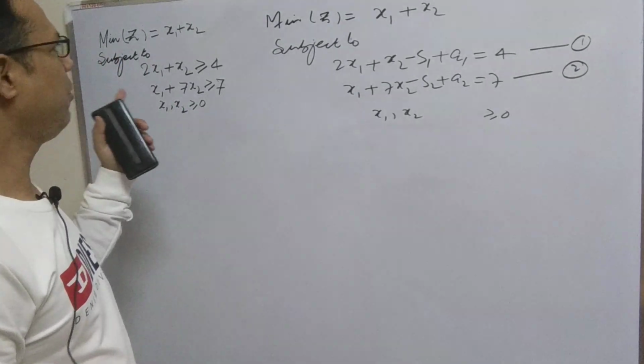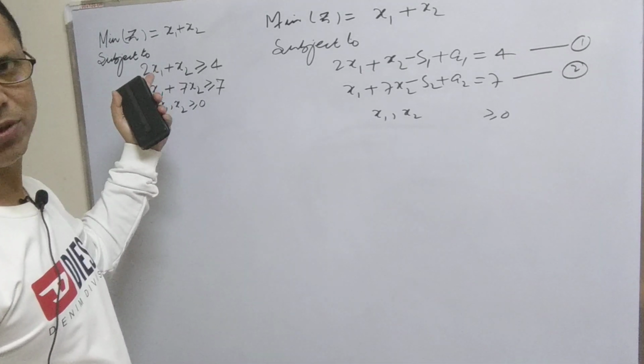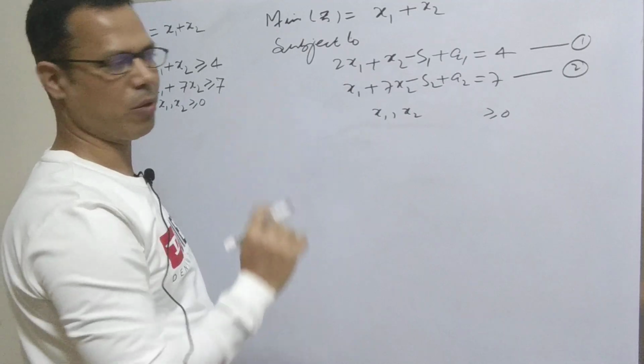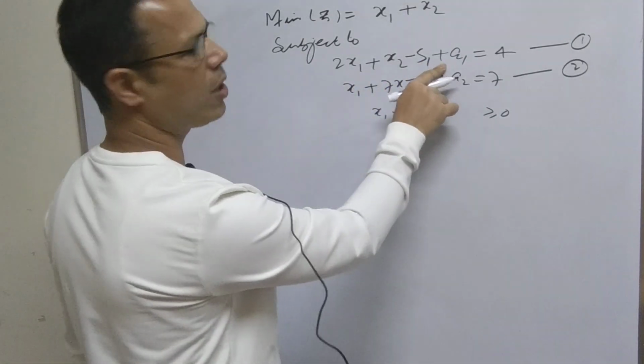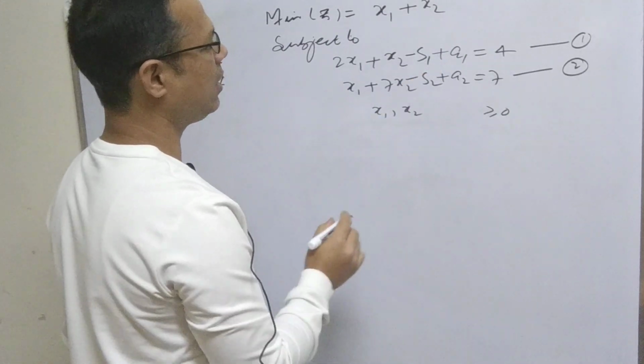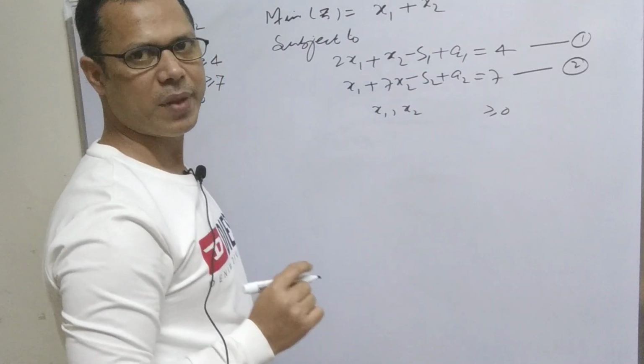So because there is no negative sign, we just need to go for the positive variable, and s1 and s2 was enough to solve the problem. But here we need to move for the new variable, that is the artificial variable a1 and a2. Why have we added this a1 and a2? I think one more point you have to remember.